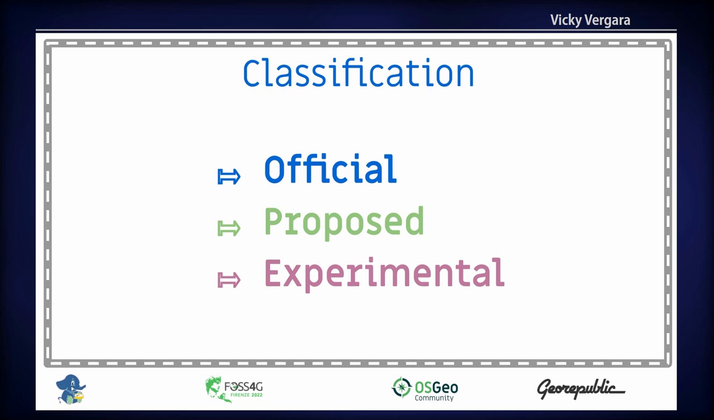Experimental functions are newly created functions that we want the users to start playing around with, to try to find bugs especially. So it's handled with care. Proposed functions are the ones that are going to go into official, probably next major release, okay? So they are usable, they can change a little bit, but basically they're going to go to the next major release. So it's a pre-official kind of function.